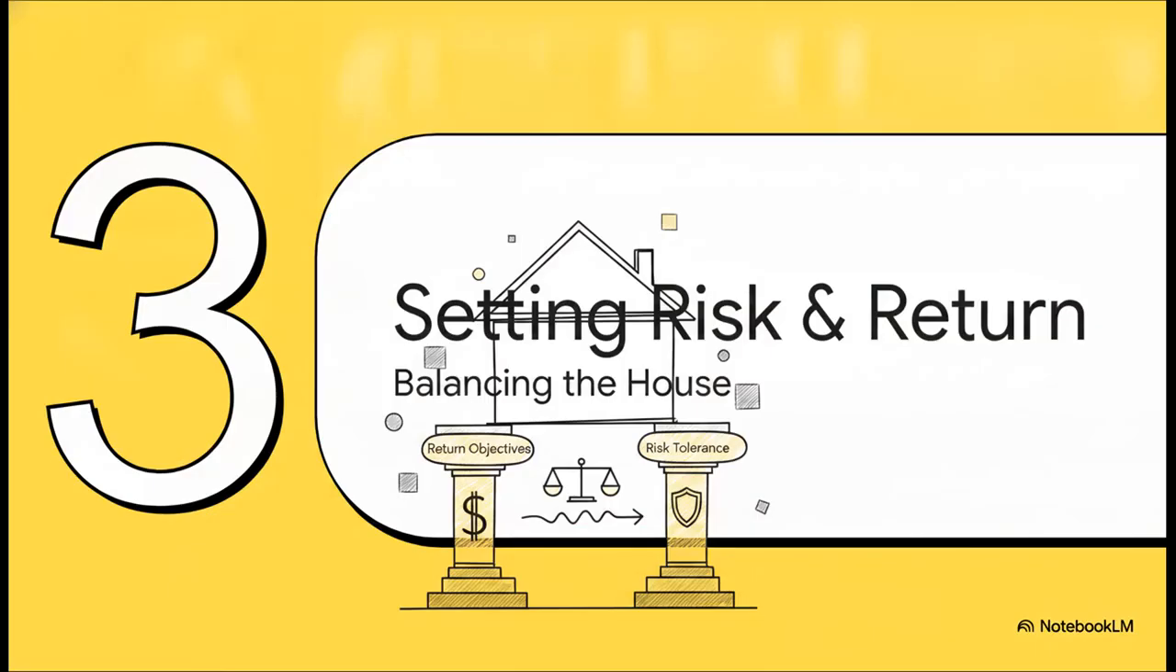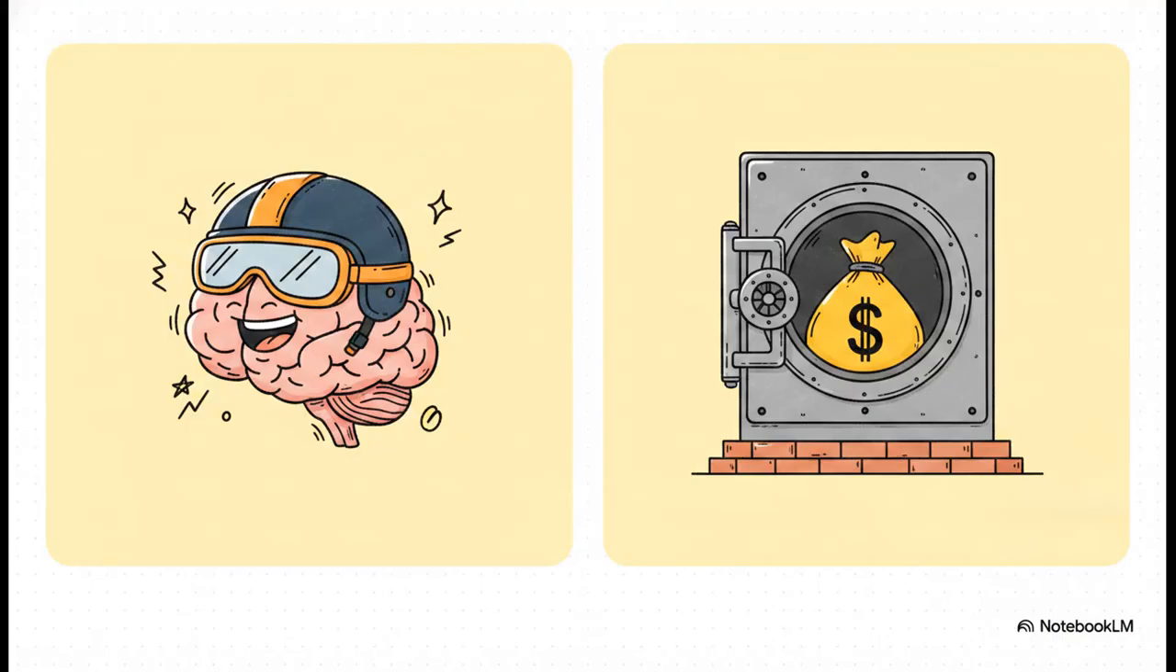Which brings us to Part 3, setting risk and return. This right here is where we get to the actual foundation of the house, balancing your return objectives with your risk tolerance. And man, this is where human psychology gets really fascinating. You see, there's a massive difference between a client's psychological willingness to take a risk and their actual financial ability to endure it.